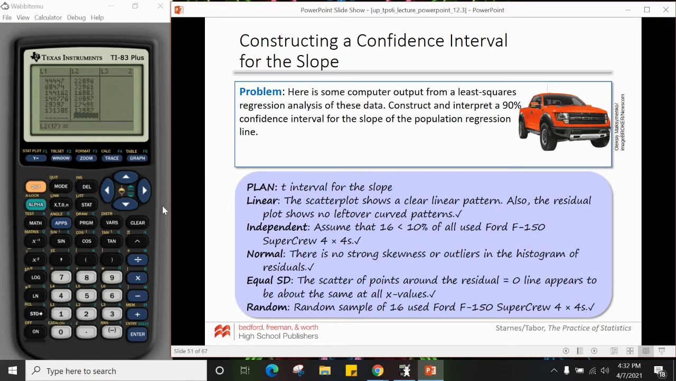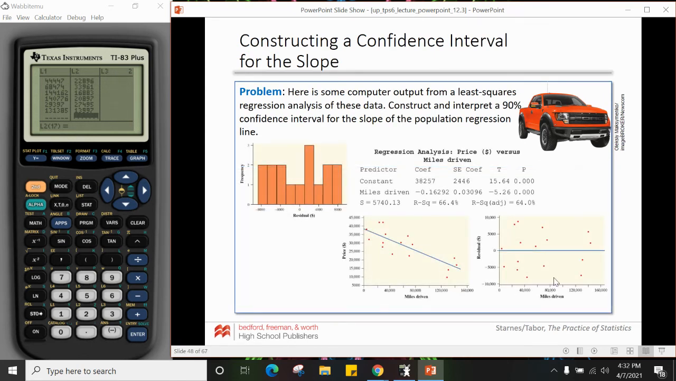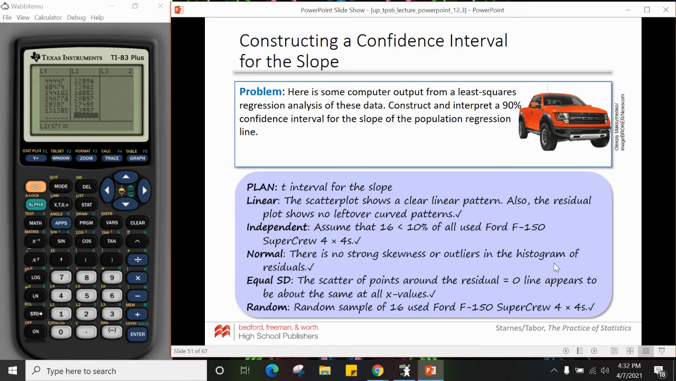The equal standard deviations: the scatter plot points around the residual line equals 0 appear to be about the same for all x values, right? For this residual plot, regardless of whether you're really far to the right or really close to the left, the residuals are about the same. There's no clear pattern there. And then independence, the last one, we assume that 16 is less than 10% of all used Ford F-150 Super Crew 4x4s. So conditions are met, so we're going to proceed into the do phase.